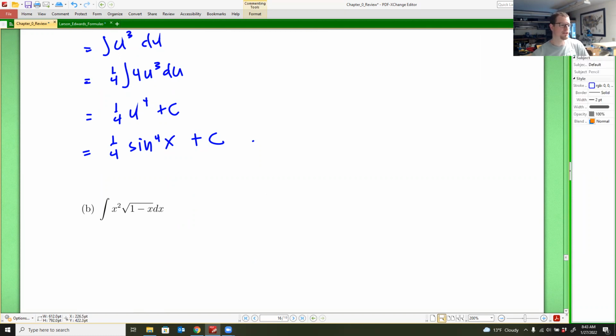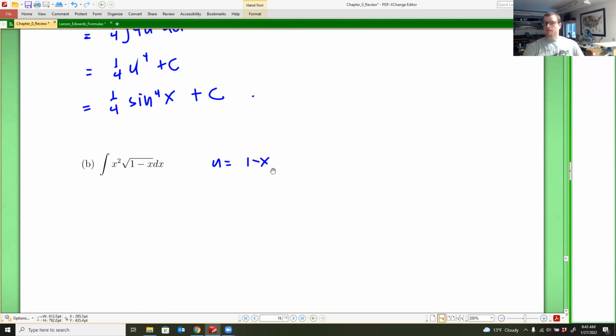I'm just going to let u be equal to 1 minus x, because I'm going to try something. And in fact, I don't remember how this turns out, so this really is genuinely me just trying something. So once I do that, then I have du is equal to negative dx. That's not terribly complicated. It seems like it's hardly worth doing.